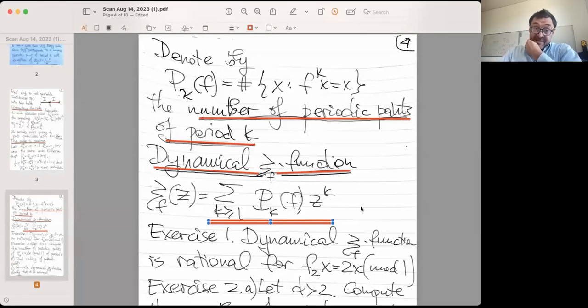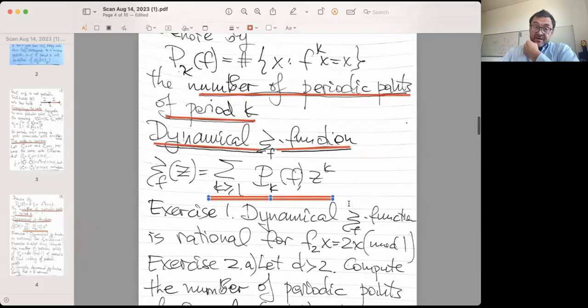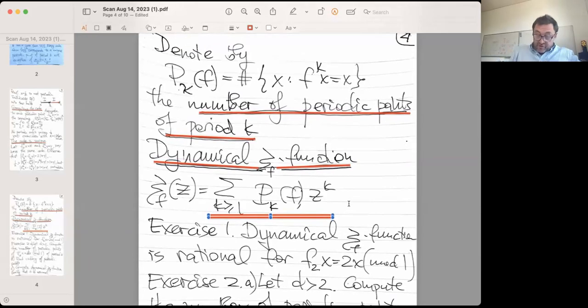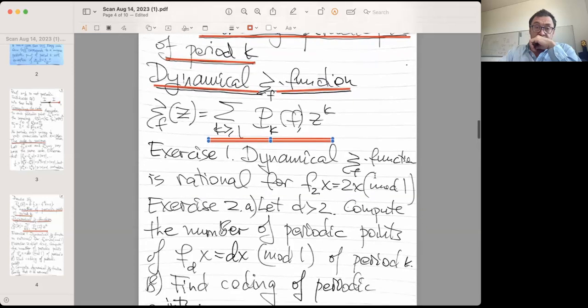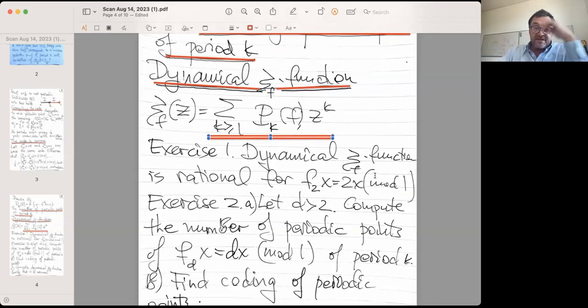And it turns out that there are wide classes of dynamical systems for which the dynamical zeta function turned out to be a rational function. So let me ask, is the definition of the number of periodic points clear? Is the definition of dynamical zeta function clear?